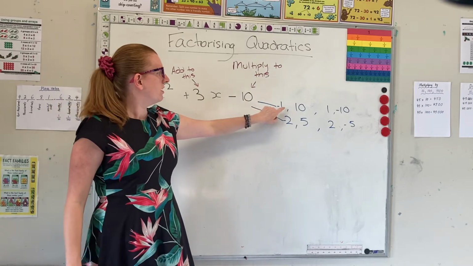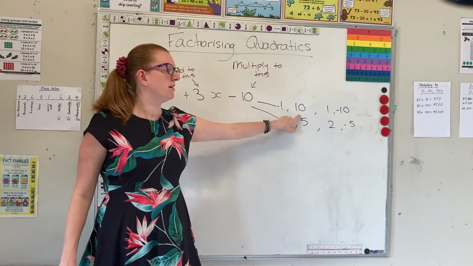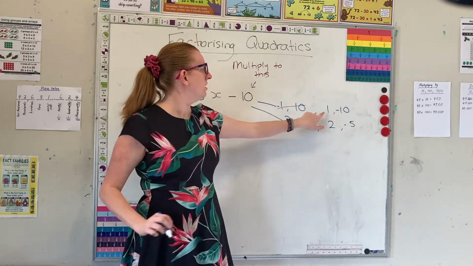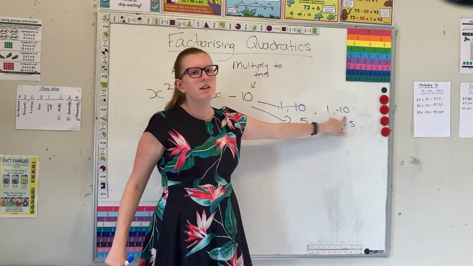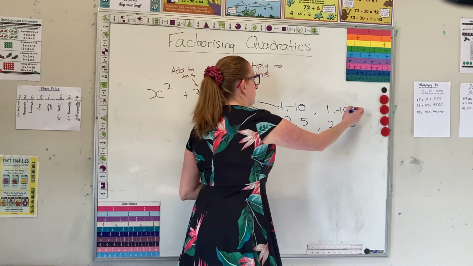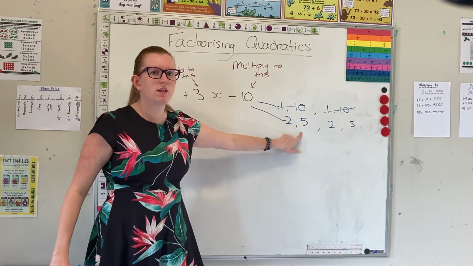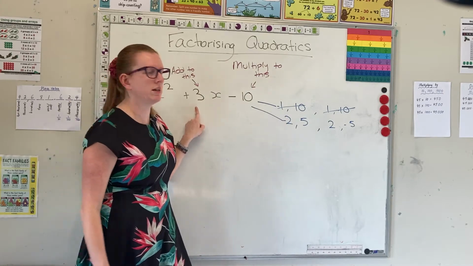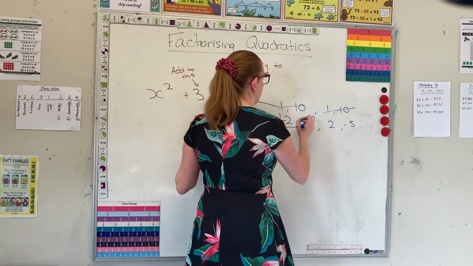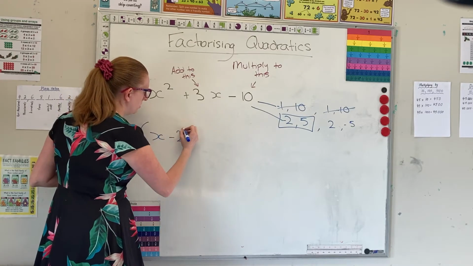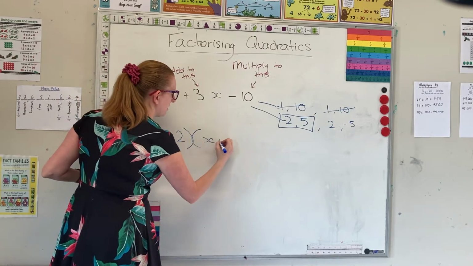So negative 1 plus 10 gives us 9, so it's not that one. Right. 1 minus 10, not that one. Negative 2 plus 5 gives us positive 3, so it's this one. So our answer is x minus 2, x plus 5.